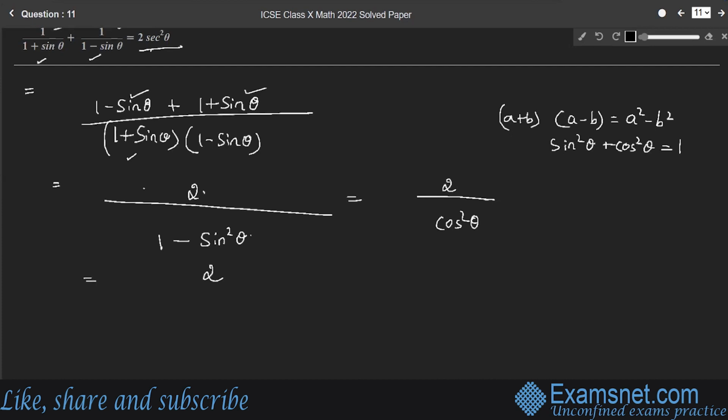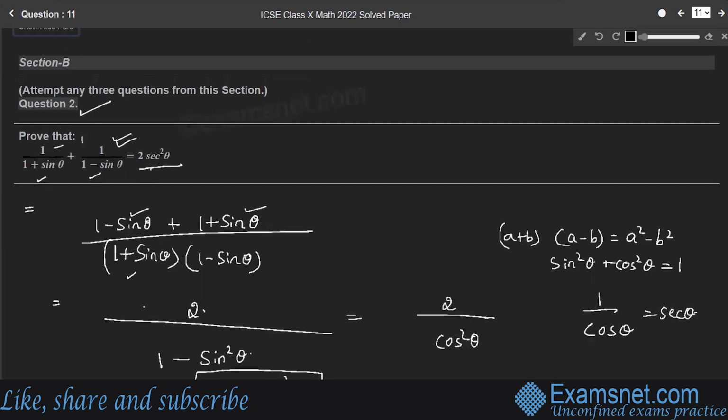Therefore, LHS is equal to 2 times 1 by cos square theta. We know that 1 by cos is always secant theta, secant theta is the inverse of cos. Therefore, 1 by cos square theta can be written as secant square theta. Therefore, the answer is 2 times secant square theta. Therefore, LHS is equal to RHS.